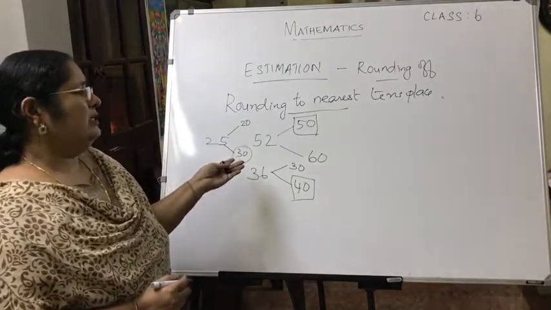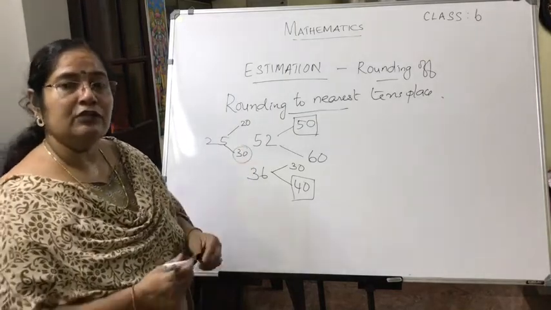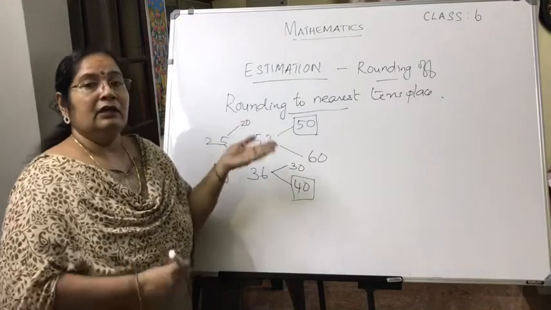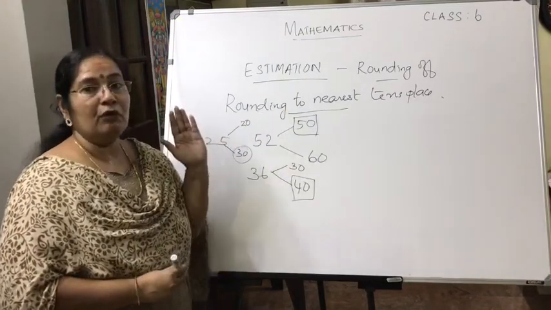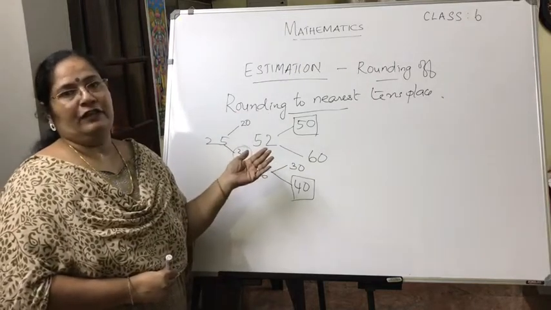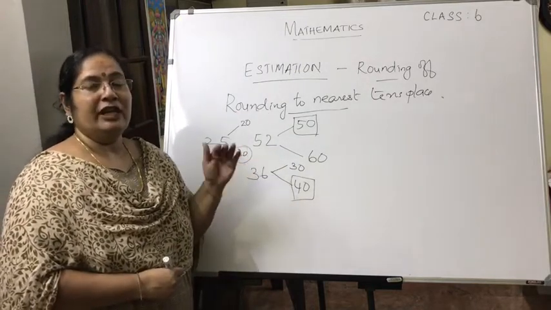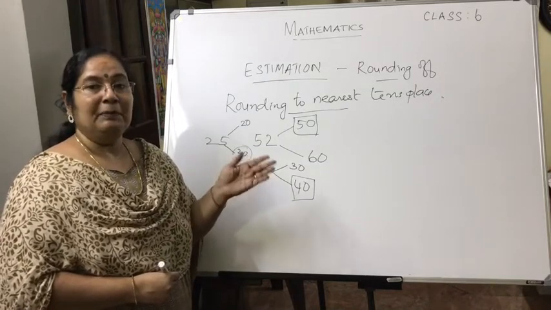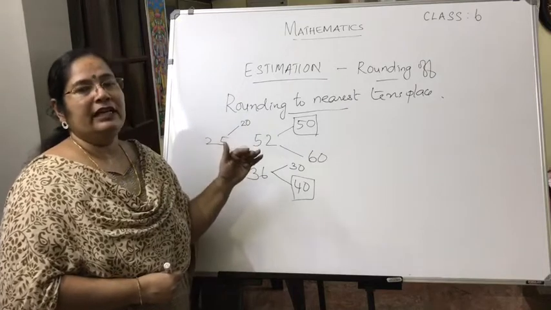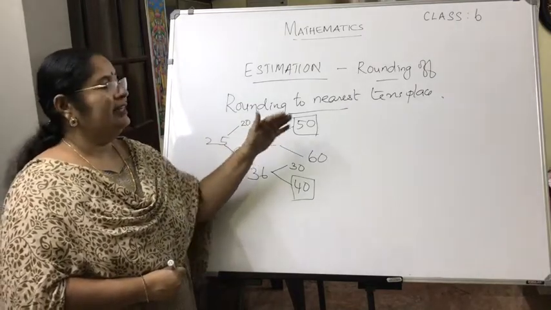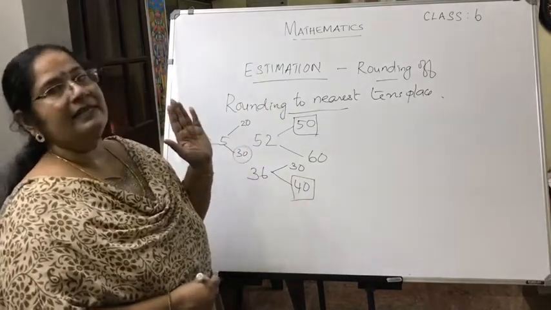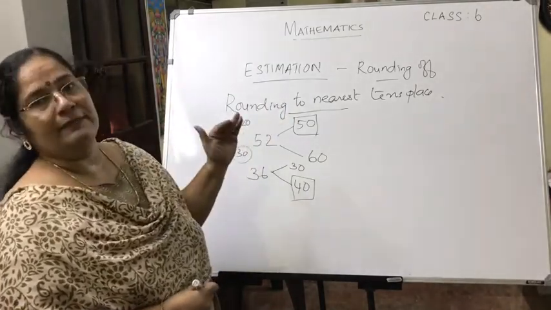Now, is it always possible for us to go on writing the multiples of 10 on either side and then finding to which number you have to round it to, whether to the lower one or to the higher one? It is difficult for us. So, we go for some general rule. We apply a rule by which it will be easy for us to round a given number to the nearest whichever place you are asked to round it. Now rounding to the nearest tens place, let me say what the rule is.